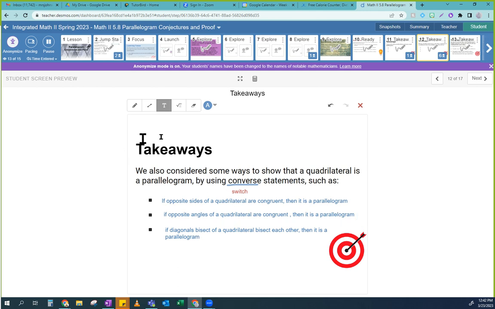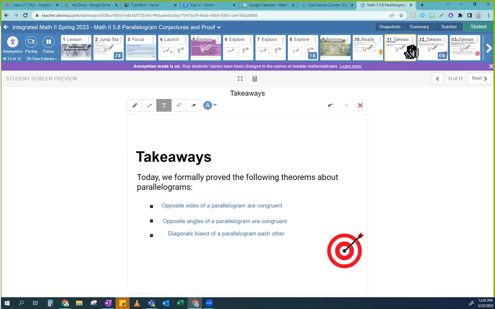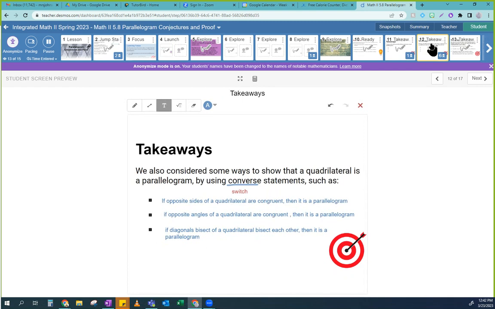Miss Johnson, why is it important that we went forwards here and then we did the converse here? Because if I give you a shape and I say, hey, look, both sets of opposite sides are congruent, then you know it's got to be a parallelogram or someone in its family, right?